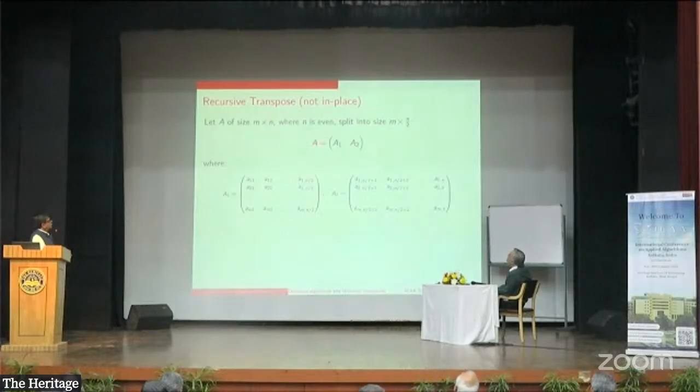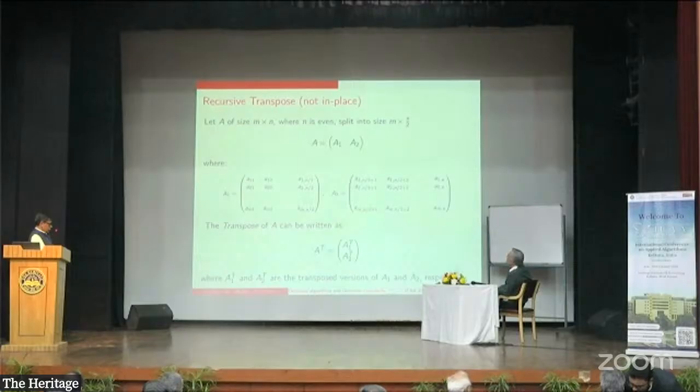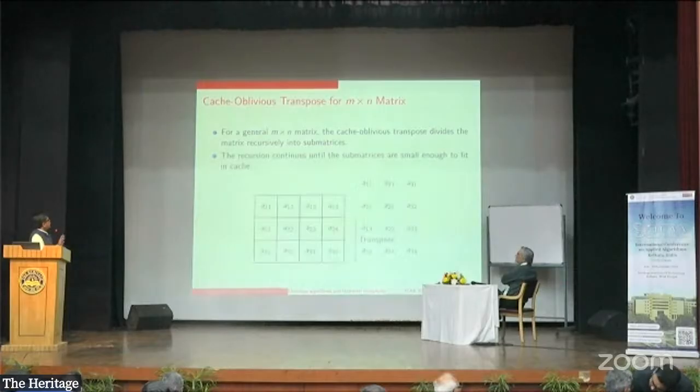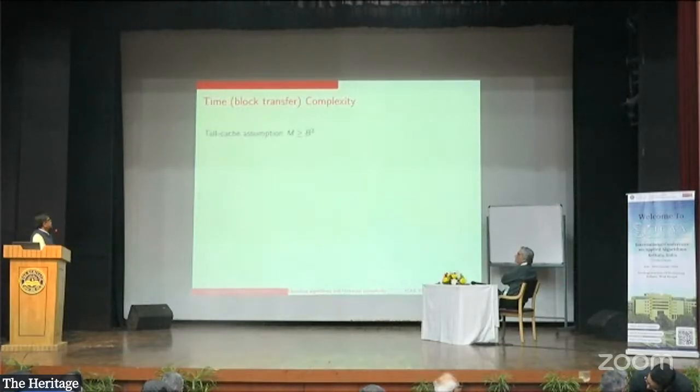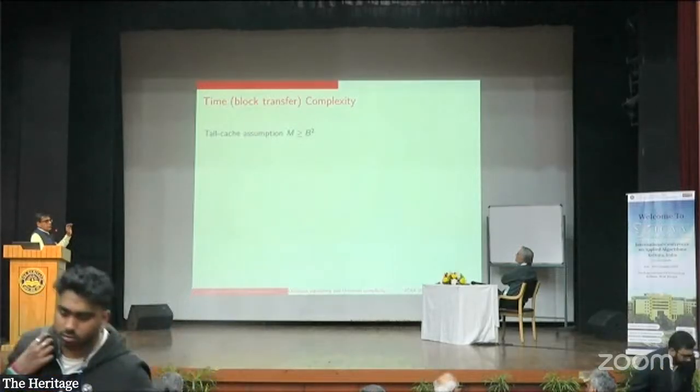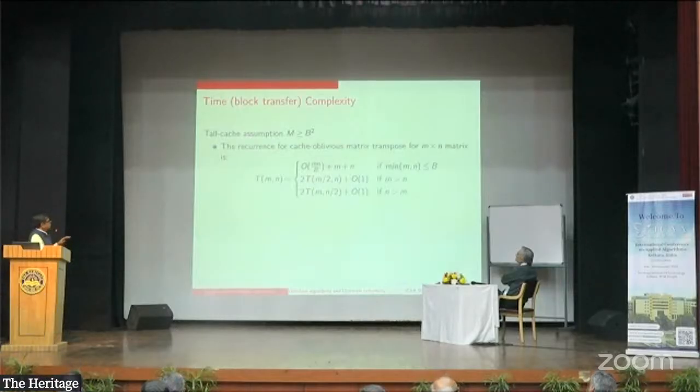If you think about the matrix as two submatrices, where I'm just splitting a matrix into these two parts vertically, and then you recursively again transpose. You create these A1 transpose and A2 transpose. They are going to be recursive. So this method, let me not take you through too many details, works with a certain assumption: I don't know M and B, I only know that M is at least the square of the block size. Under this assumption, people could write this kind of a recurrence.